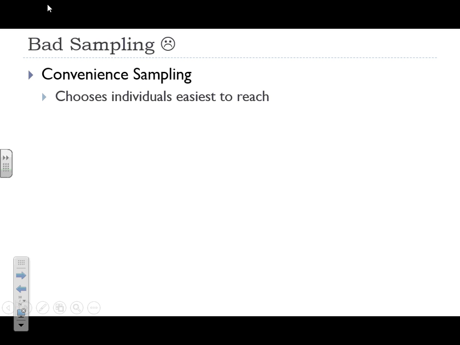I have a question for voluntary response. If you were to post a table out in the lunchroom, and you said if you want to come answer a question, but you don't tell them the question, and you just get volunteers, is that still a problem? It's like if they just want to help.